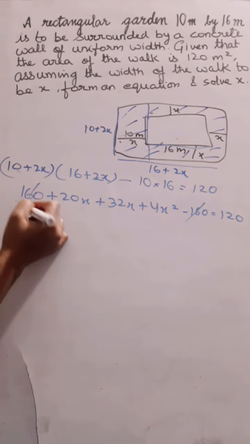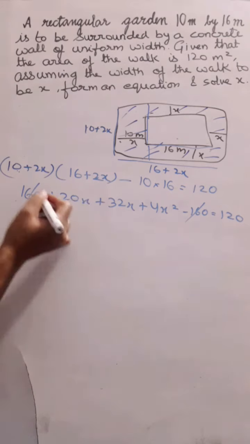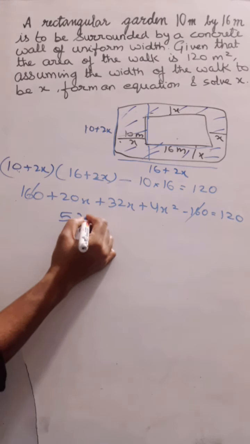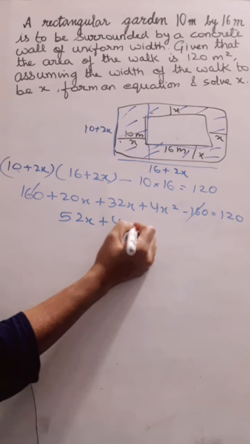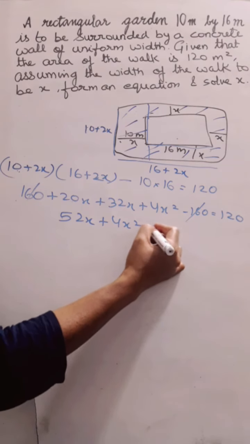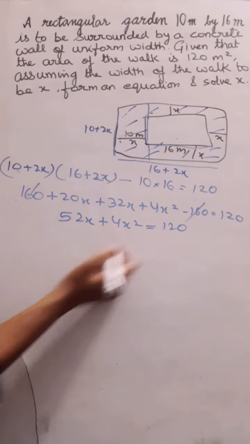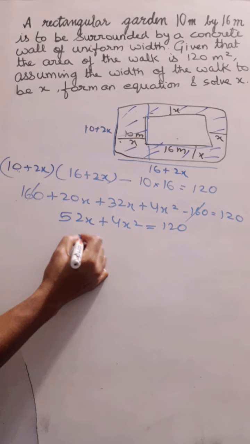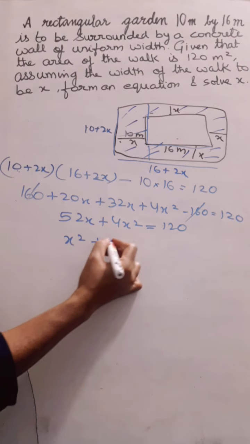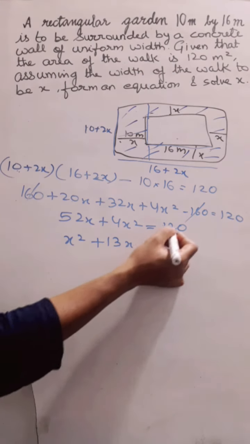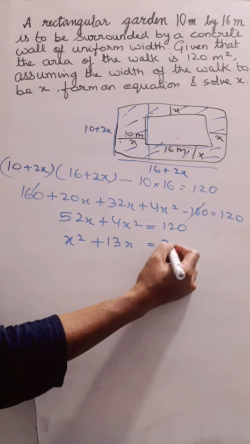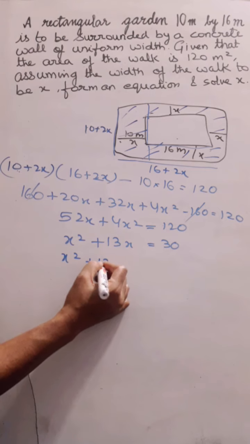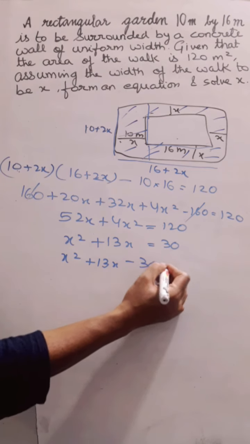Now 160 cancels out because it is negative and here it is positive. 20x plus 32x is 52x plus 4x square equals to 120. Now the whole equation I am dividing by 4. If I divide with 4 I will have x square, 13x, and 30. Now 30 I am bringing on this side. So x square plus 13x minus 30 equals to 0.